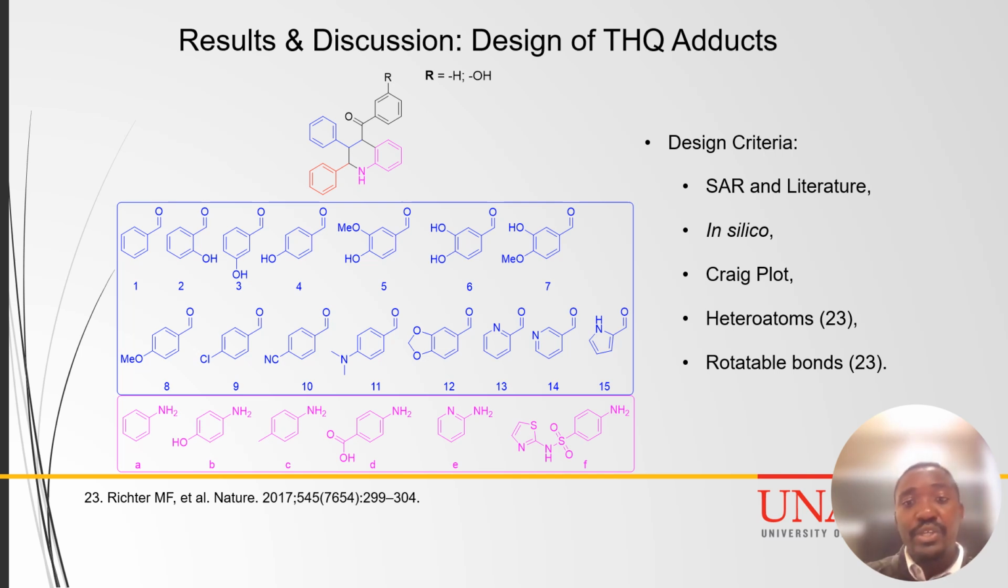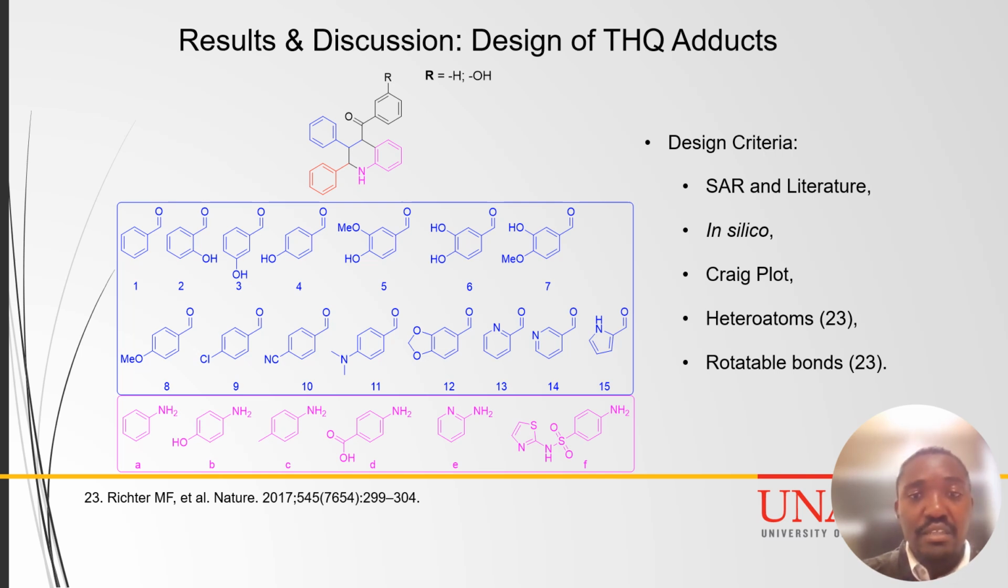The criteria that we used in terms of designing these adducts was that first, we looked at the literature data, what is available in the literature, and what are the different SAR groups that can be introduced for Chalcone. The other part is that we did the in silico screening, which gave us an idea of which compounds or adducts to synthesize. And in terms of substituents on the different aldehydes as well as the anilines, we tried to cover all four quadrants of the Craig plot.